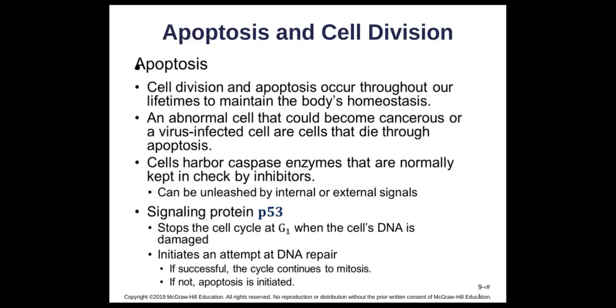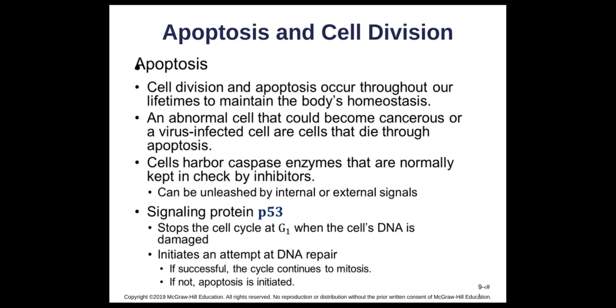Cell division and apoptosis are always happening throughout the lifetime of an organism in order to maintain the body's homeostasis, right? We need certain cells to live. We need some cells that are old or worn out or are incorrect to die, and these processes do that.